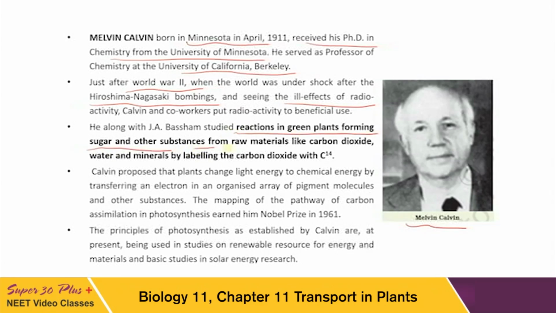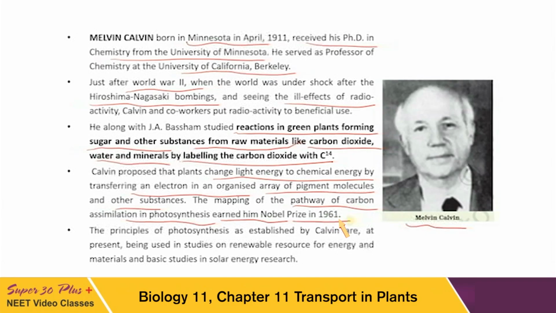and other substances, using raw materials like carbon dioxide, water and minerals, with radioactive carbon dioxide labeled with C14. He proposed that plants change light energy to chemical energy by transferring an electron in an organized array of pigment molecules and other substances, and he mapped the pathway of carbon assimilation in photosynthesis. He earned name and fame, and he got the Nobel Prize in 1961.